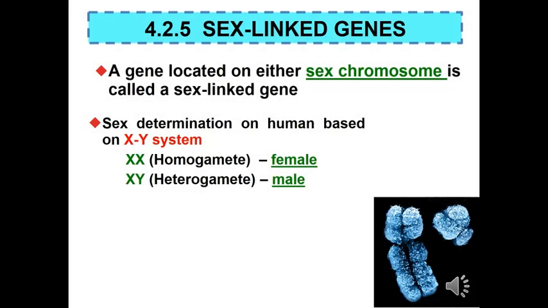Sex-linked gene occurs when the gene in question is on either sex chromosome. Human sex is determined based on XY system. Female human sex chromosome consists of XX combination, also known as homogamete, while male human consists of XY combination, or also known as heterogamete.